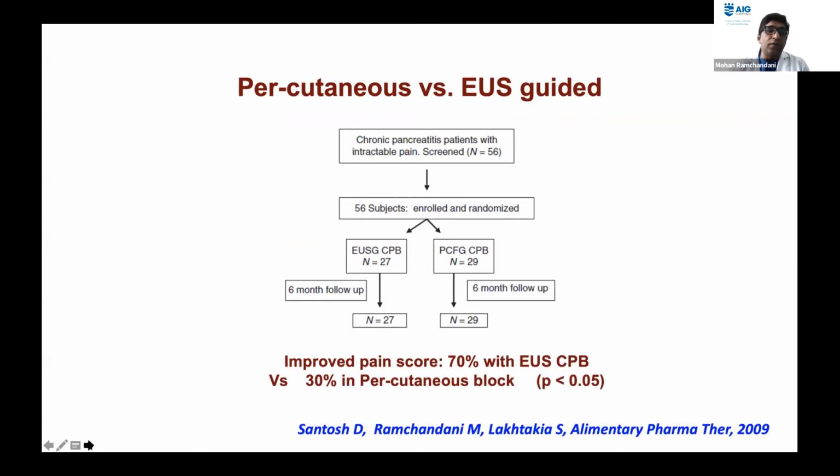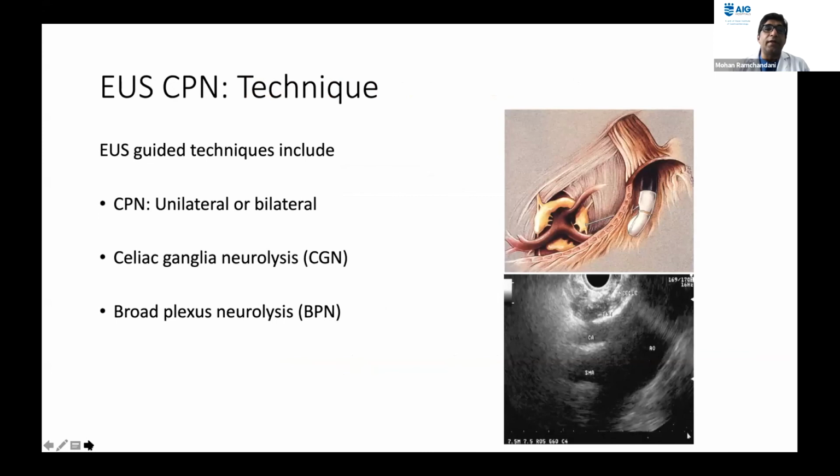So now we know that EUS-guided is a more scientific approach where we see and block, while percutaneous is mostly image-guided, and usually a lot of guesswork is happening there. So EUS is much better than percutaneous.